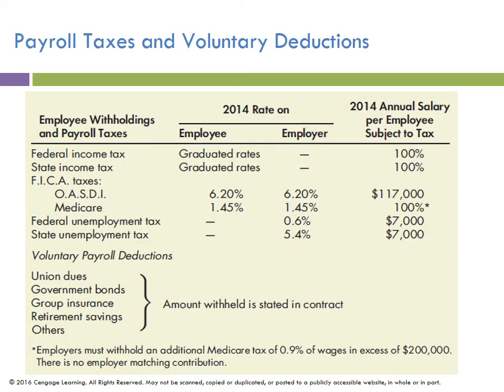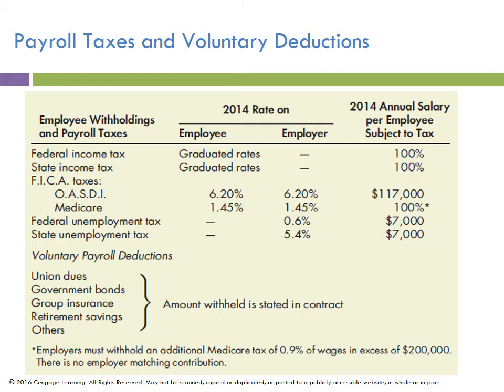So here's an example, a nice little table here. Federal income tax is based on graduated rates, meaning it depends on what the employee tells the employer about themselves. If they're single or married, how many dependents they have. Same with state sometimes. Taxes are computed on 100% of the employee's salary. Okay, so we don't subtract any taxes out to compute another tax.